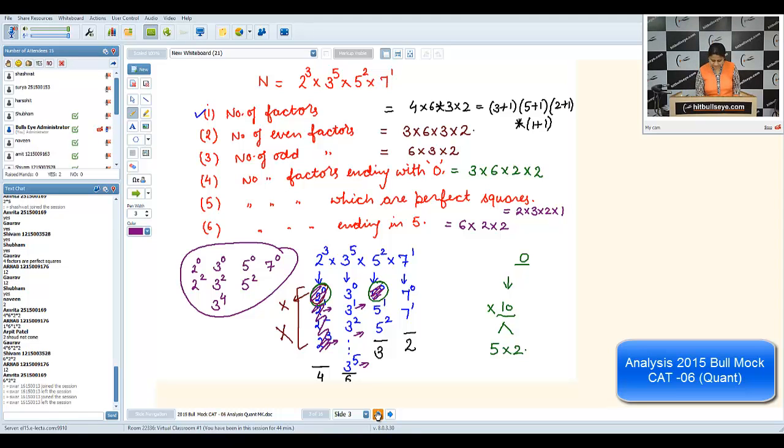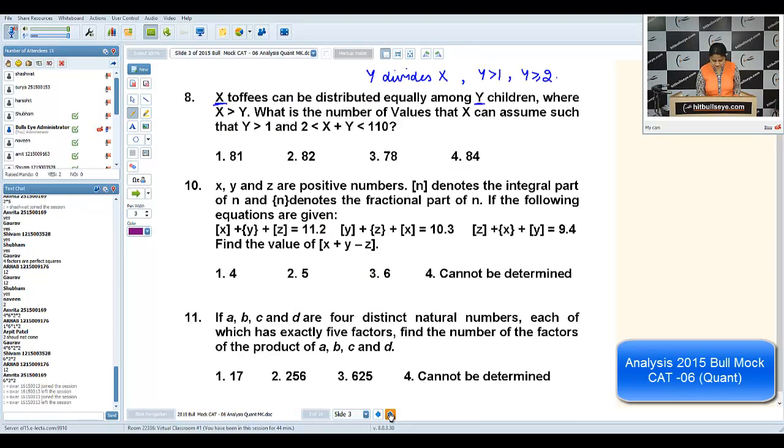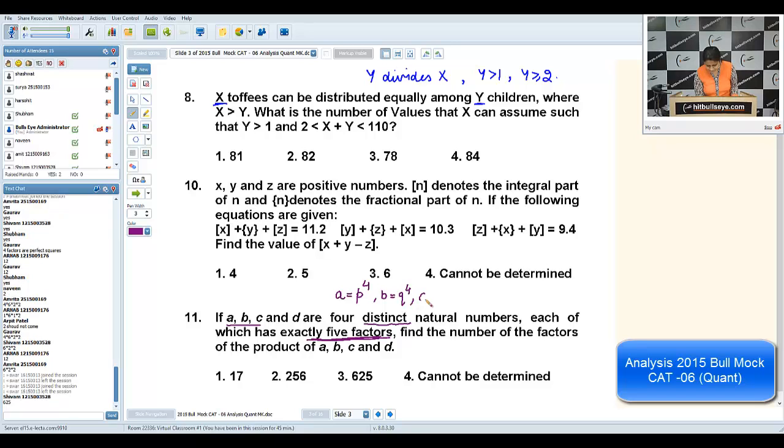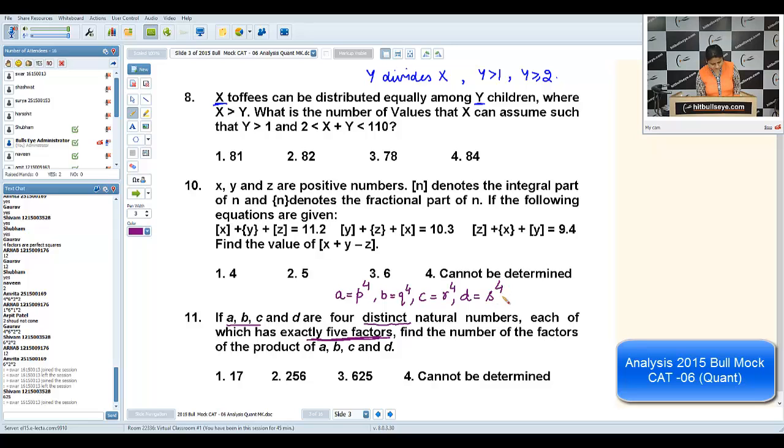I think you are comfortable now in factors. Now come to the question. It says if A, B, C, D are 4 distinct natural numbers, each of which has exactly 5 factors. Of course, if any number has 5 factors, that should be in the form of P raised to power 4, where P is a prime. If I write prime factorization of A, it will be P raised to power 4. And all the numbers are distinct, that's why I am taking different primes. Q raised to power 4, let it be R raised to power 4 and D is equal to S raised to power 4.